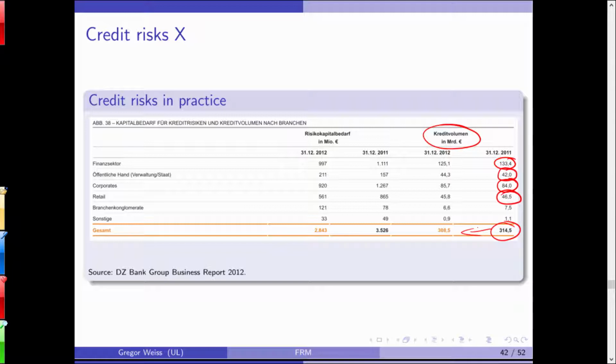This is very special because this is a very special bank. It's the head institute of the cooperative banks, and the cooperative banks associated with the DZ Bank are the ones giving out the retail loans, while this head institute is mostly active in corporate banking.